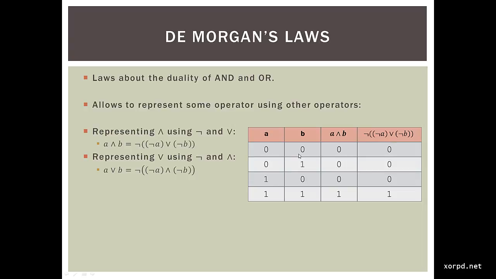Now let's try every possibility. The possibility of 0, 0 gives 0 with the AND. 0 and 1 gives 0. 1 and 0 gives 0. And finally 1 and 1 gives 1. Now let's look at the other column. We have input of 0 and 0. We have to flip A, which gives us 1, and the flipped B is also 1. Now we have to do 1 or 1, which is 1, and by negating it, we get 0.